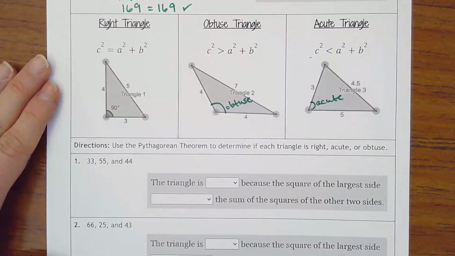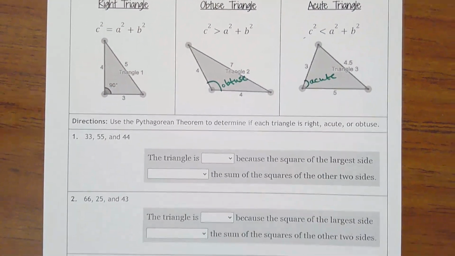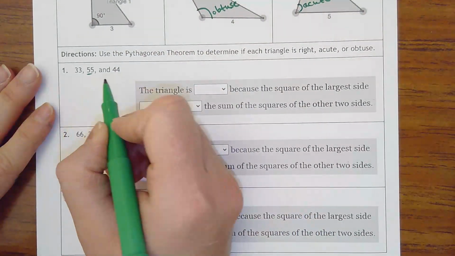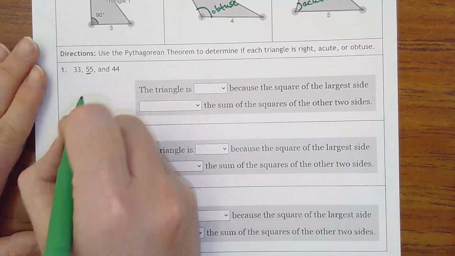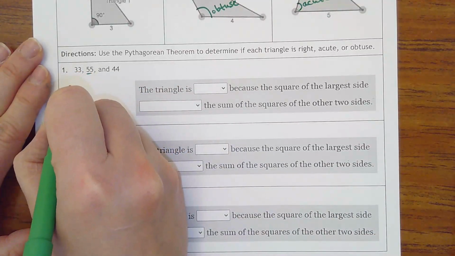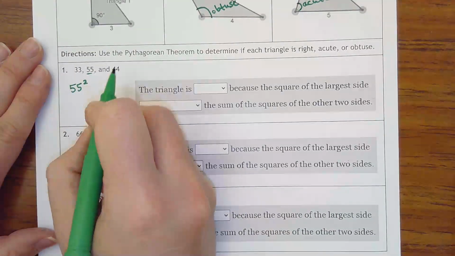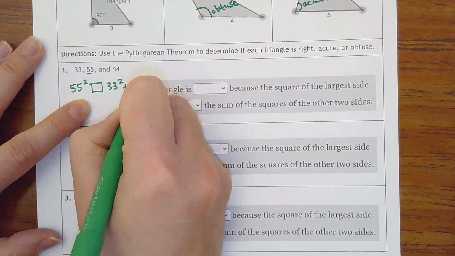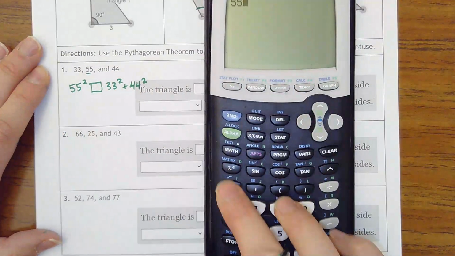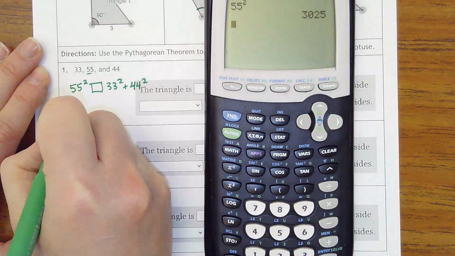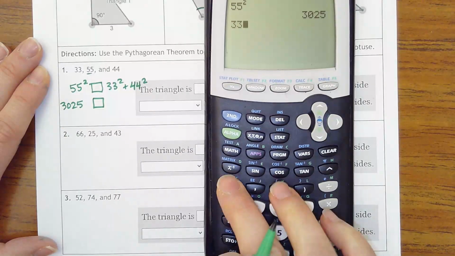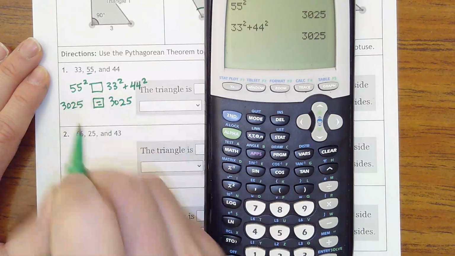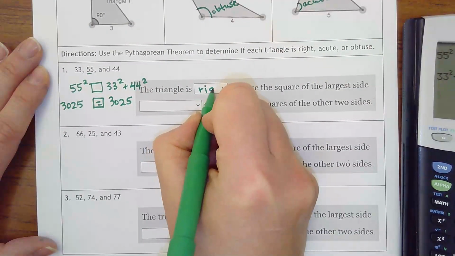So it says use the Pythagorean theorem to determine if each triangle is right, acute, or obtuse. And so again, the biggest number should be my hypotenuse. I'm using air quotes because I don't know if it's really a right triangle yet. So I would put that first and put a box, to see if 33 squared plus 44 squared is, what is that compared to 55 squared? So it came out exactly equal, so that tells me that it is a right triangle.